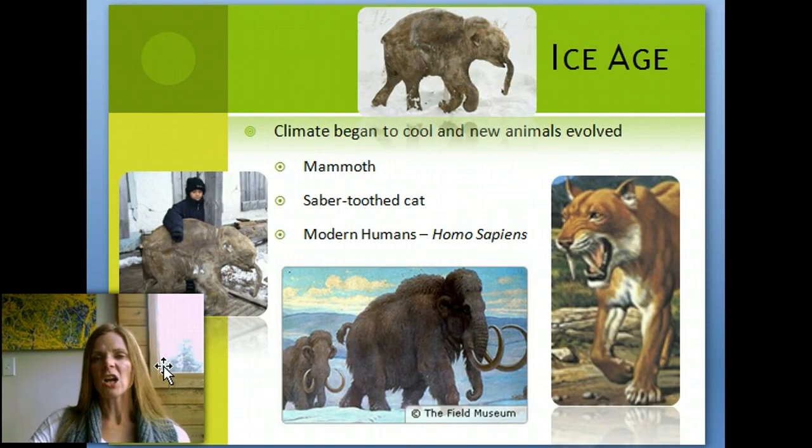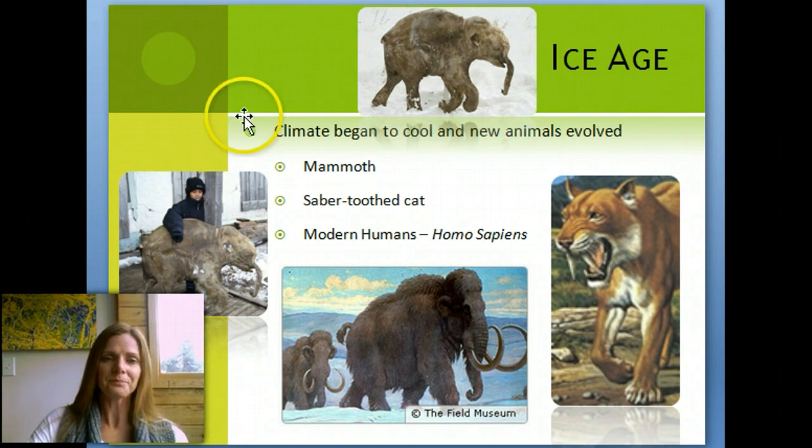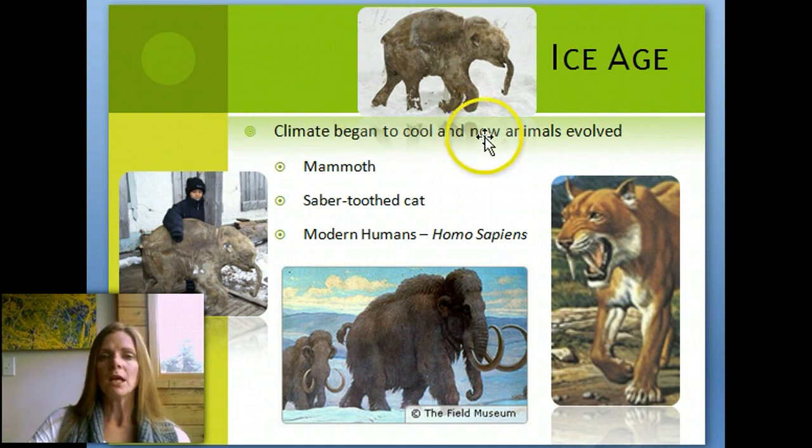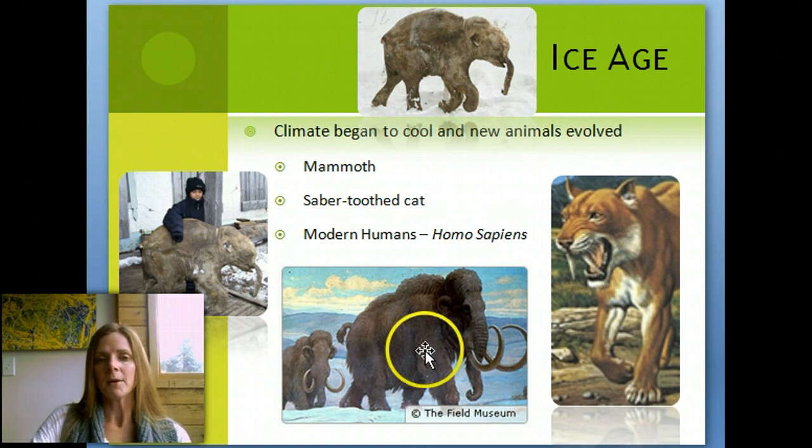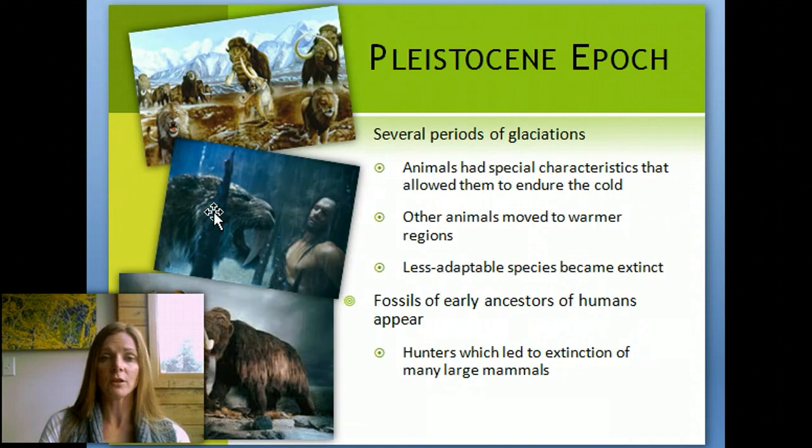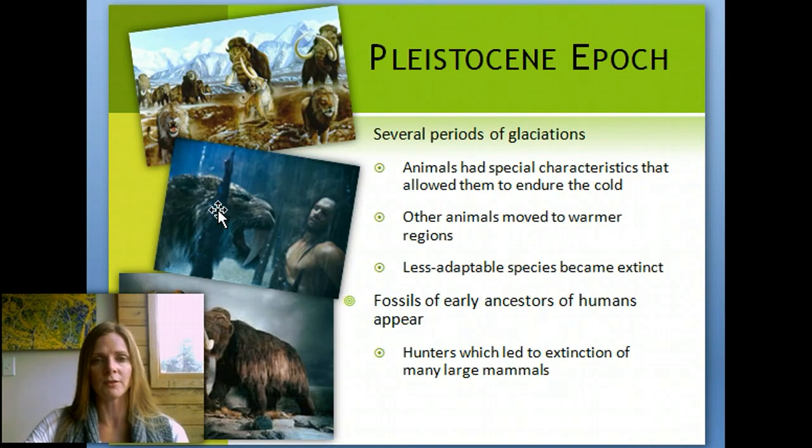All right, let's talk a little bit more about the Ice Age. I think it's kind of cool, especially if you have seen the Ice Age movies. There's a lot of truth to those. The climate began to cool, and new animals evolved. You have the mammoth, the saber-toothed cat, modern humans, which are called Homo sapiens. It's pretty cool that these are basically the species that were able to survive the Ice Age. There's more than just what I mentioned.